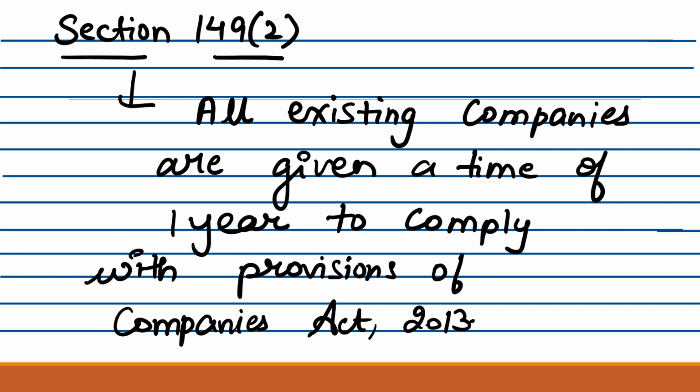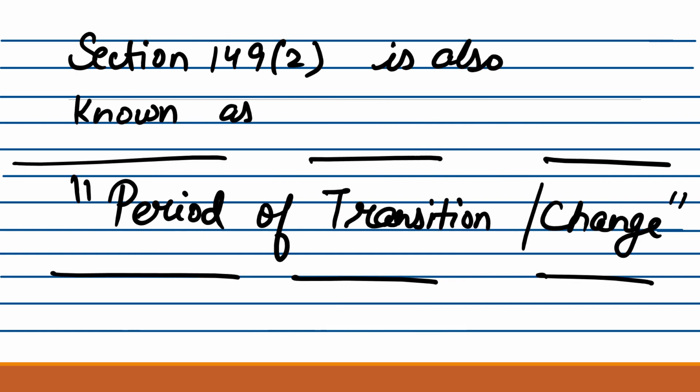So it is known as the transitional period or the period of change. As I already told, section 149 subsection 2 is also known as the period of transition or change because it is the shifting period, where the companies of 1956 will shift to Companies Act 2013 in compliance with section 149 subsection 1. Section 149 subsection 2 came into force.